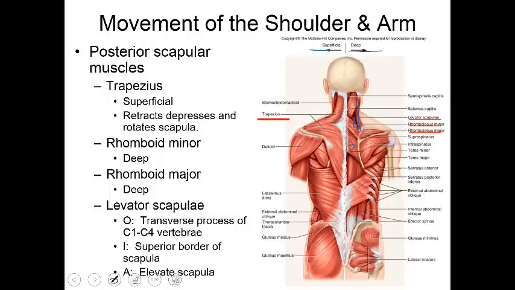Now its origin is the transverse processes of the first 4 cervical vertebrae. If you recall the structure of the vertebrae, you had the spinous process and the transverse processes. So this muscle, the levator scapulae, originates from those transverse processes of the atlas, the axis, and the 3rd and the 4th cervical vertebrae. It inserts itself into the superior margin or the superior angle of the scapula, and it helps pull the scapula upwards.